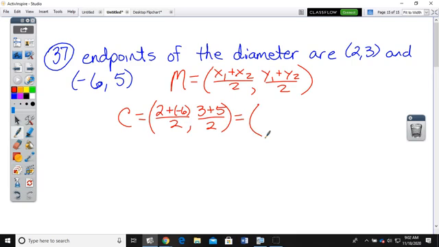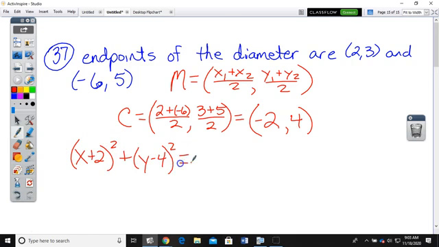From there, you can just stick it in your calculator if you want to, or you can do it in your head. What's 2 minus 6? Negative 4 divided by 2 is negative 2. 3 plus 5 is 8 divided by 2 is 4. So there's my center. I don't know why I put a box around it because that's not all we need. So we got x plus 2 squared plus y minus 4 squared. We've got that far. We just need what?